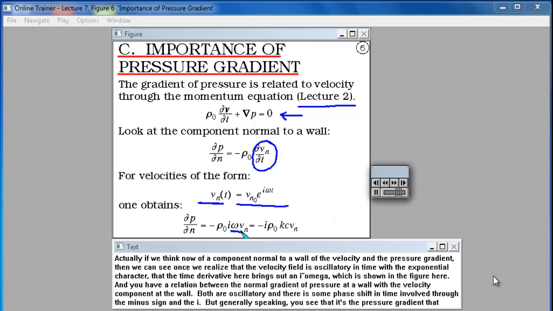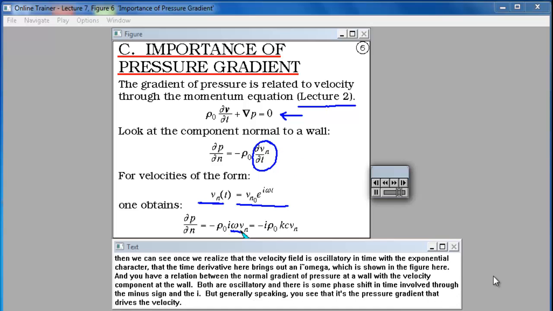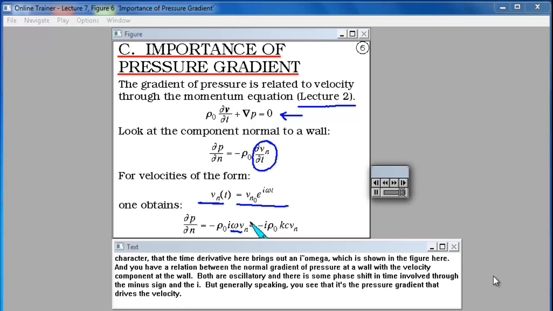And you have a relation between the normal gradient of pressure at a wall with the velocity component at the wall. Both are oscillatory, and there is some phase shift in time involved through the minus sign and the I. But generally speaking, you see that it's the pressure gradient that drives the velocity.